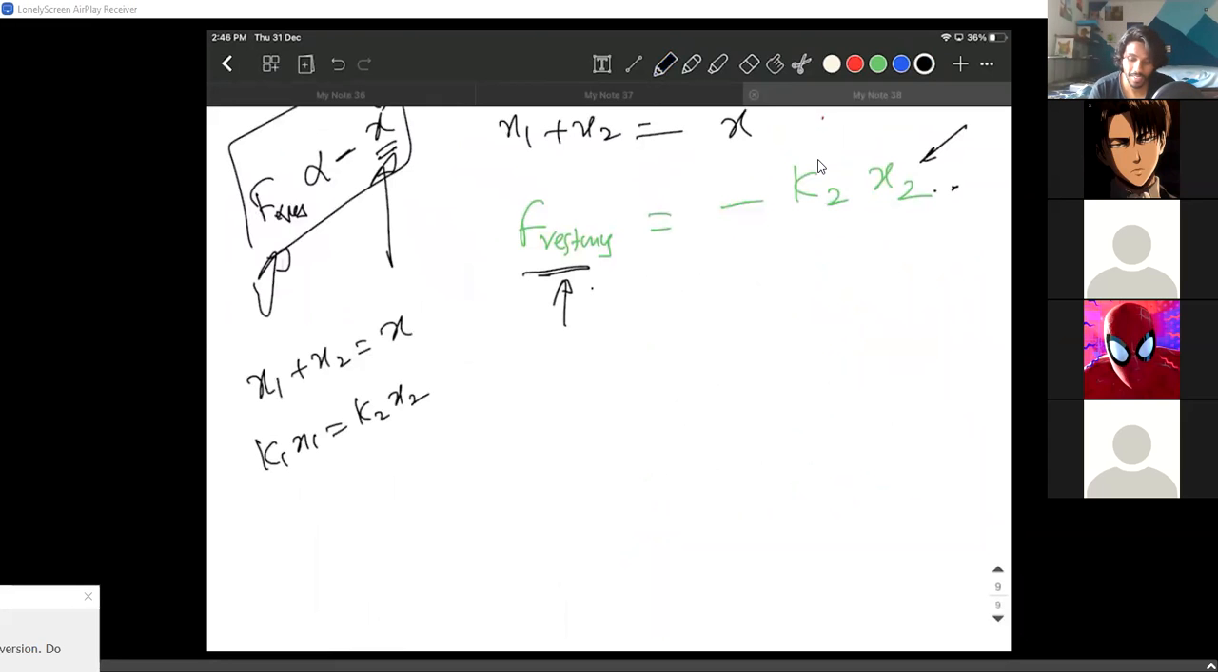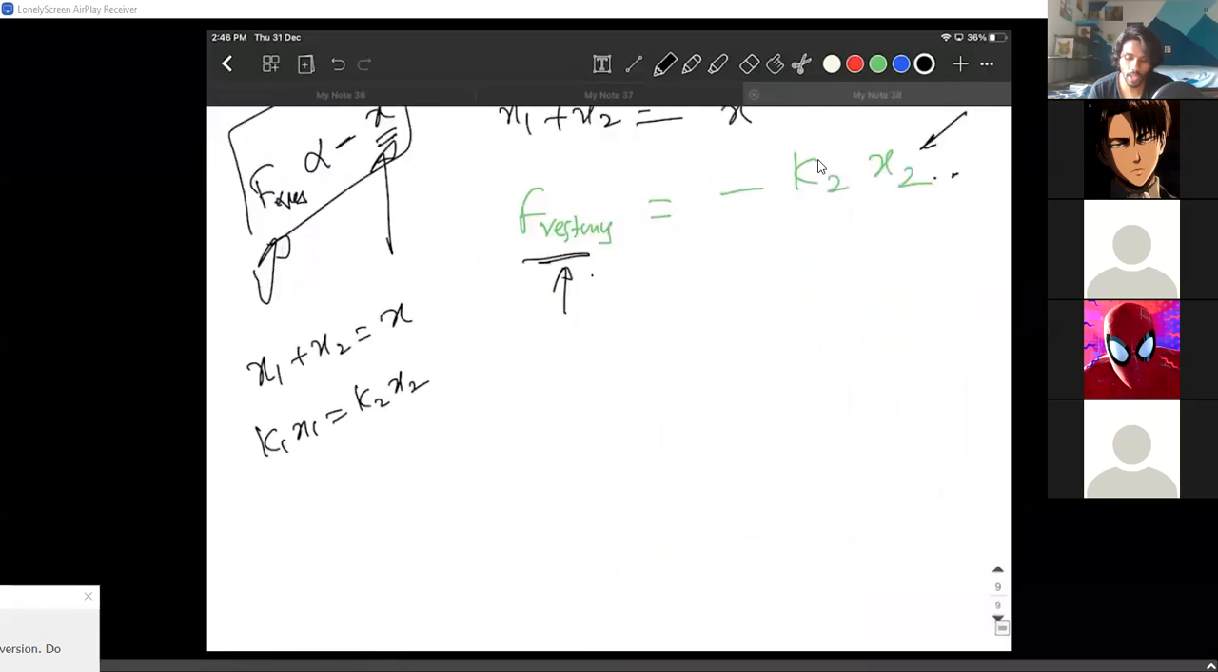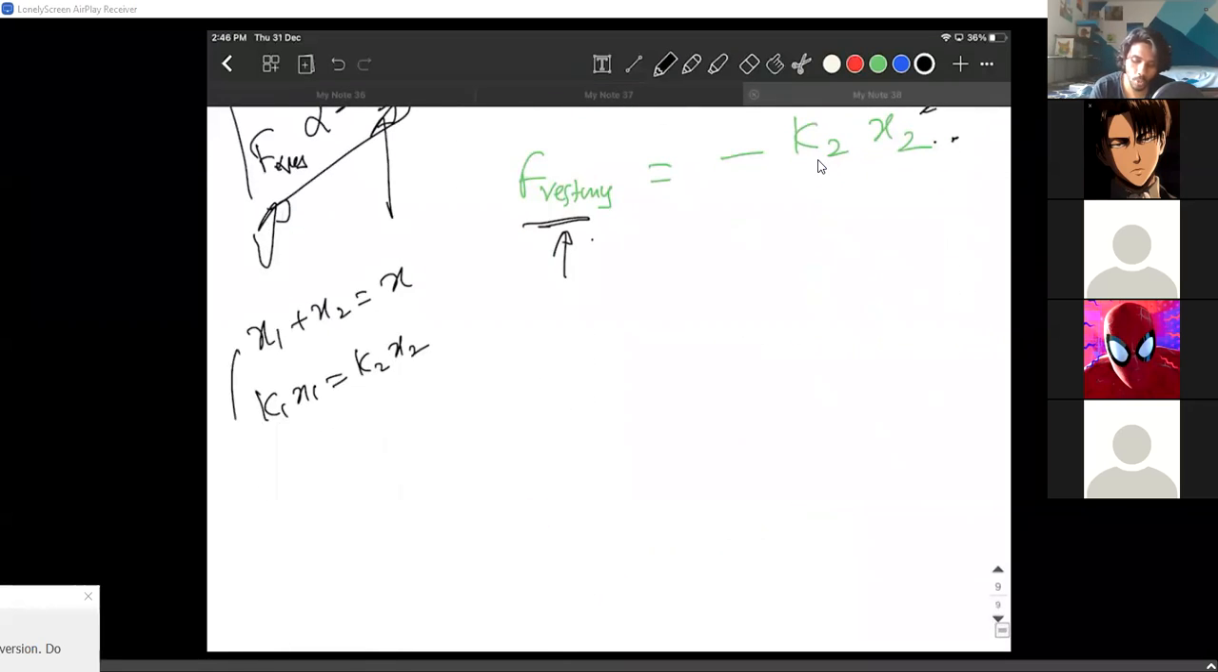I didn't understand why, sir. Because they're directly connected. There is no mass, there is nobody accelerating. So if they're connected here, the force on this side and the force on this side must be equal. So k1 x1 equals k2 x2. I'm going to use these two equations and find some relation.